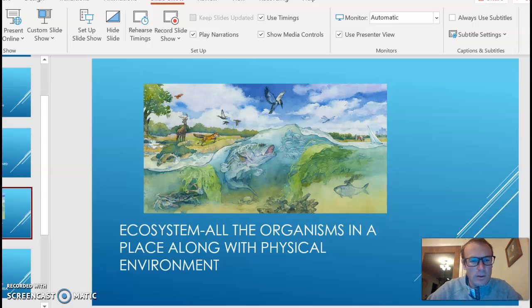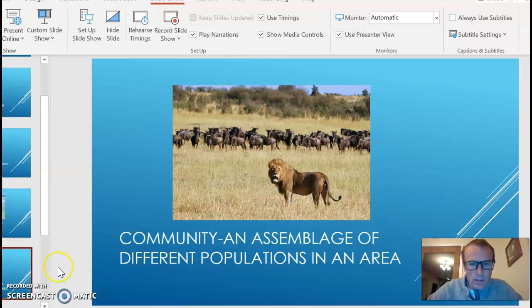What would be smaller than an ecosystem on a systems approach to studying ecology? The next one is a community. So a community is an assemblage of different populations. The key difference between community and ecosystem is now we're really focusing on the organisms, the groups of organisms that live in an area.